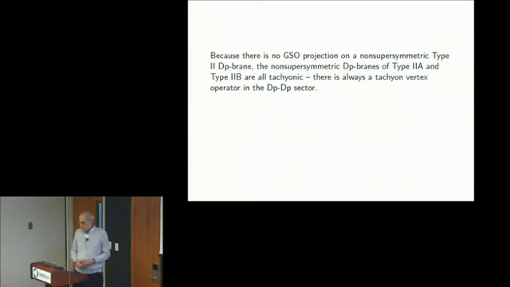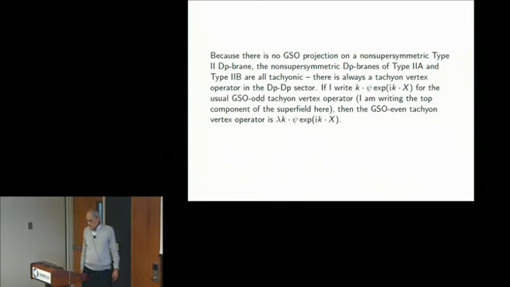Now, because there's no GSO projection on a non-supersymmetric type 2 Dp brane, the non-supersymmetric Dp branes of type 2A and type 2B are all tachyonic. There's always a tachyon vertex operator in the Dp-Dp sector. And Sen explained, well, heuristically and also in string field theory, how that can lead to flow to a supersymmetric D(p-1) brane. If I write the usual GSO odd tachyon vertex operator, well, if I write the top component this way, the GSO even tachyon vertex operator is this one. And so we always have that GSO even tachyon vertex operator for type 2B.